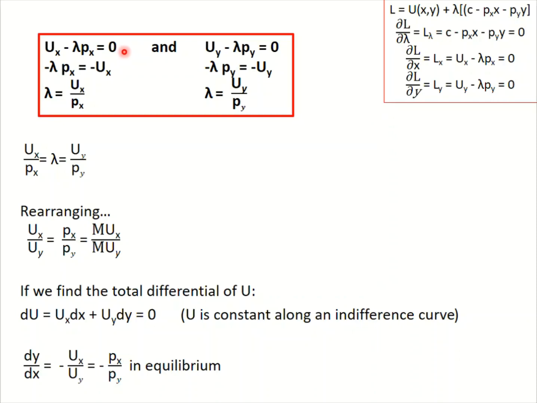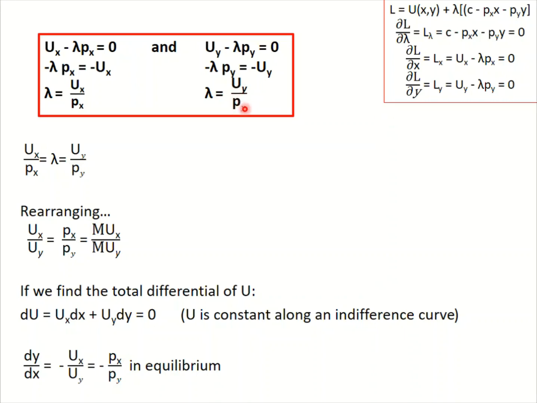Up here we have the two equations that we had at the bottom of the previous slide, and recall these are now taken from the partial derivatives, these two here, where we found the partial derivative of the Lagrangian with respect to x and the partial derivative of the Lagrangian with respect to y. Okay, and if we rearrange both of these, we will end up with lambda equals u subscript x over p subscript x, and on the side lambda equals u subscript y divided by p subscript y.